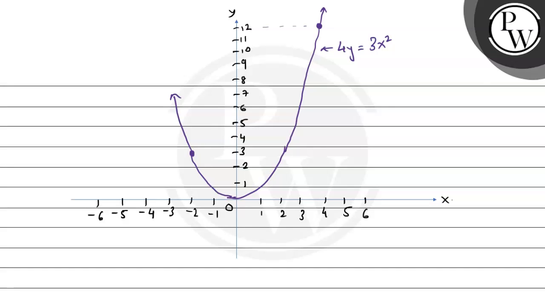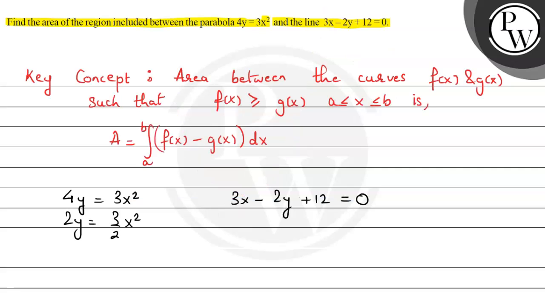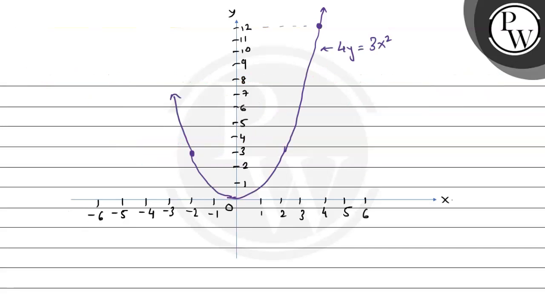And now let's construct the graph of the straight line 3x minus 2y plus 12 equals 0. And we know that this line passes through points minus 2 comma 3, that is this point, and 4 comma 12, that is this point. So the graph will therefore look like this. So this line has equation 3x minus 2y plus 12 equals 0. And now the concerned region is the region colored in yellow. We need to get the area of this region.